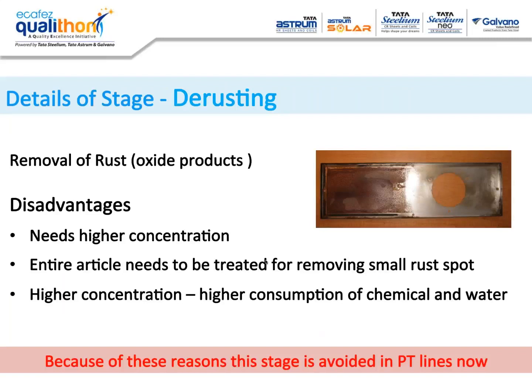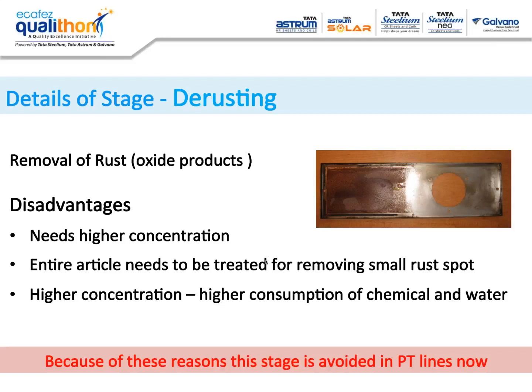The next stage is called derusting. This is removal of rust or oxide products from the job. You can see that clearly in the picture also: the right half of the job is treated and the left half is untreated. There are more disadvantages than advantages in this. Number one, this needs higher concentration, so the entire article has to be treated even for removing small rust spots. The higher concentration means higher consumption of chemical and water for rinsing.